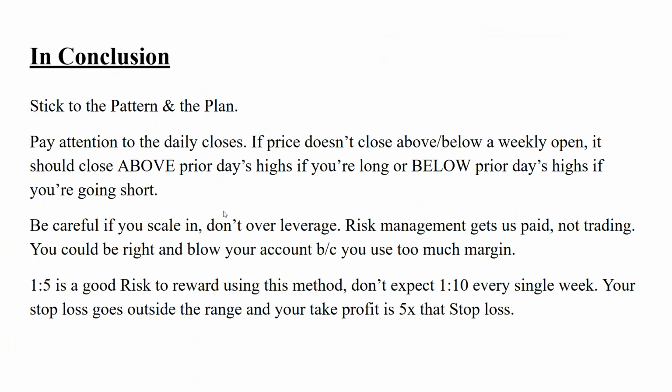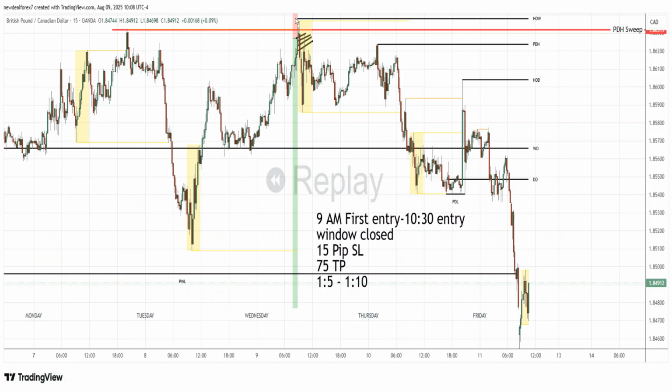All right. So 1 to 5 is always a good risk to reward. That would be the minimum that I would shoot for in this case. Don't expect to get a 1 to 10 every single week. Be satisfied with 1 to 5. So in terms of how to figure out your take profit and stop loss, base it on the stop loss, meaning that the stop loss should always go above the high of the day or below the low of the day if you're long, and then just multiply that by 5.